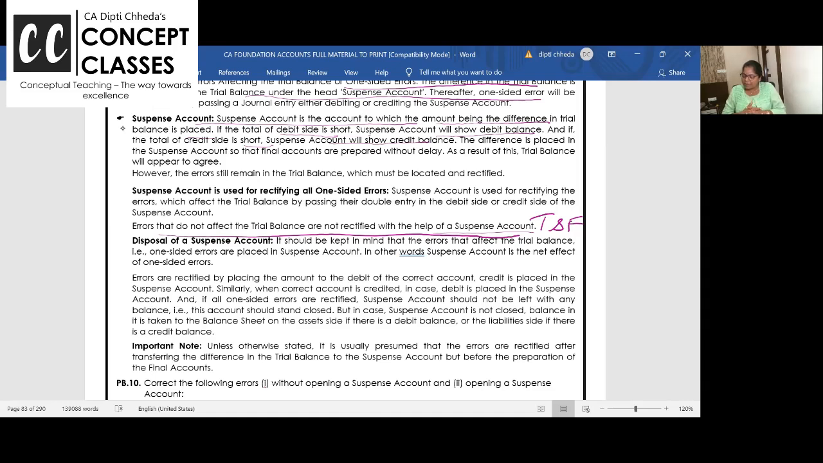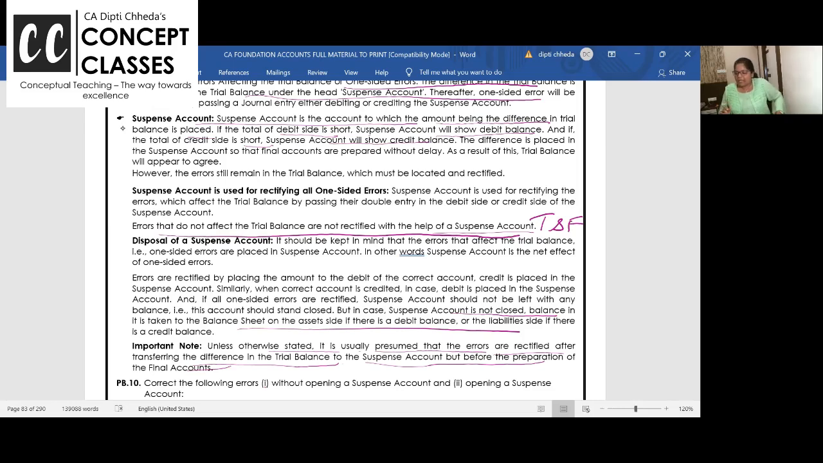Errors are rectified by placing the amount on the debit side of the correct account. Credit is placed in the suspense. Similarly, when the correct account is credited, it is placed on the debit side. Okay, that is clear. Suspense account is not closed. Balance will be taken in the balance sheet. Unless otherwise stated, it is usually presumed that errors are rectified after transferring the difference in trial balance to the suspense account, but before preparation of the final accounts.